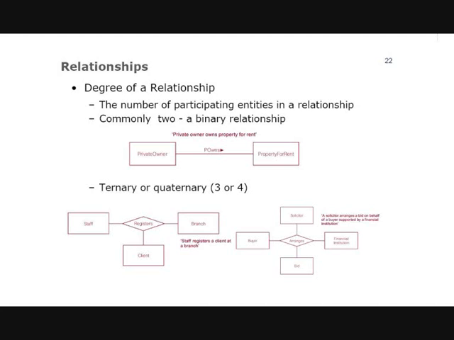Now they turn up. So this is our ternary relationship where I have a staff, a client, and a branch. And it's a staff register client at a branch. So that is, in essence, a ternary relationship because there are three things that are interacting together. And again, we define them by a diagram.